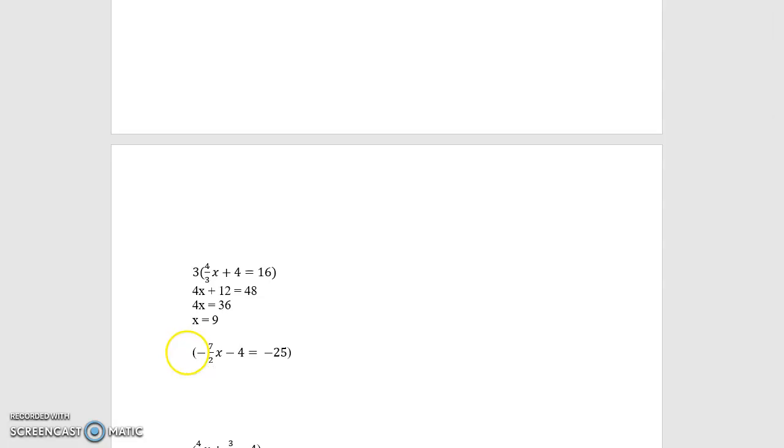Okay. On the second one, even though there is a negative fraction there, we're multiplying through by 2. Alright, the negative stays with the numerator. So negative 7x minus 8 equals a negative 50. I add 8 to both sides, and I get negative 42. And then my x becomes x equals 6.